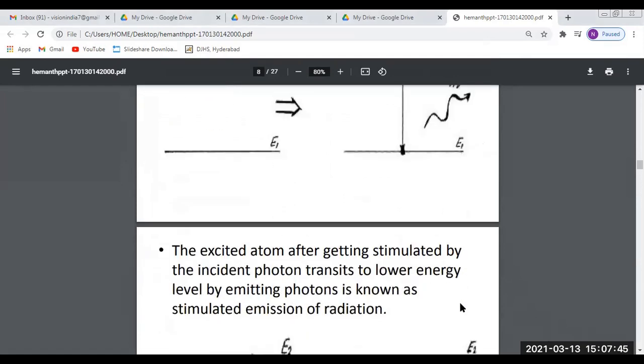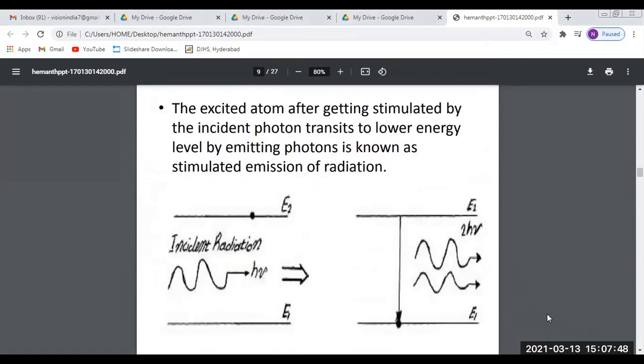So as the excited atom is stimulated by some external photon, you can just see that there is incident radiation, the atom in the excited state tries to come back to its ground state. While coming back to its ground state, another photon will be induced, and now the emission of radiation will have the energy 2h nu.